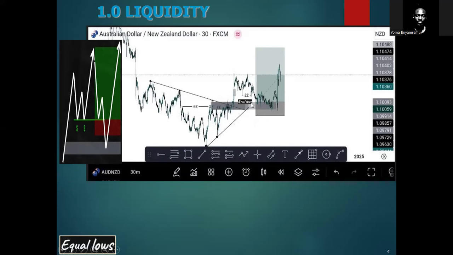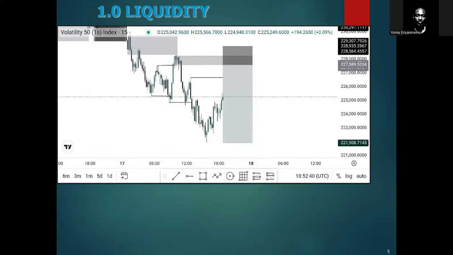So equal lows would play out, and then the market will sweep it, and then from there you can come in when you notice a kind of reversal to make you want to buy if you're in the uptrend. Next, we are going to look at equal highs, and then we'll see how we can identify liquidity and then how we can come in.